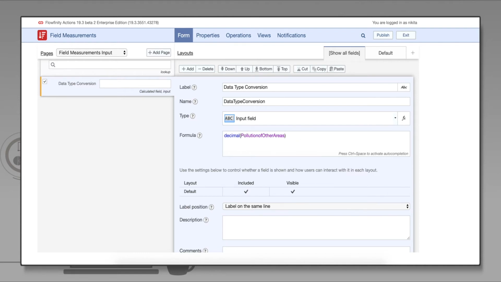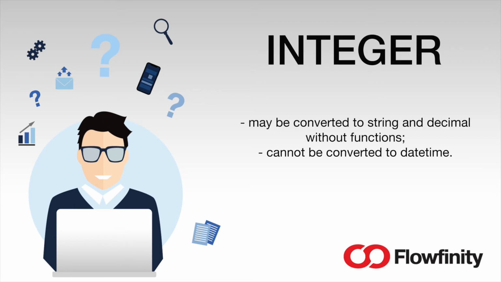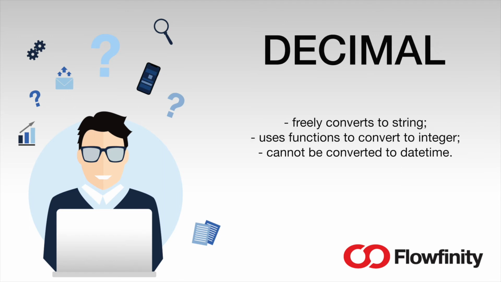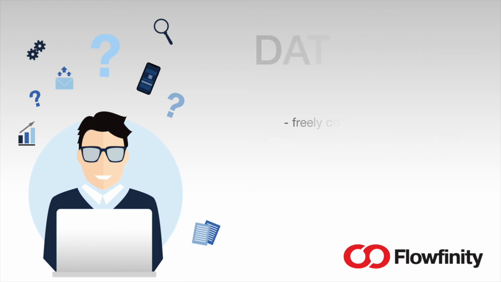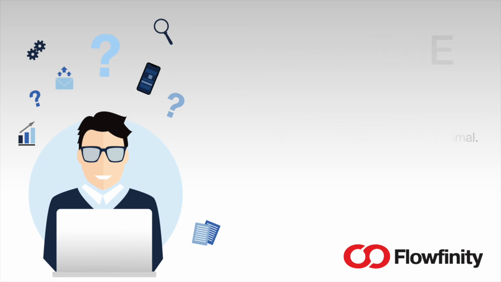Please note that there are certain rules in converting fields from one type to another. String fields may be converted to any field using functions. Integer fields may convert to string and decimal fields without functions, however, cannot be converted to datetime. Decimal fields freely convert to strings using functions to convert to integers. However, they cannot be converted to datetime fields. Datetime fields can be freely converted to string fields without functions, but cannot be converted to integer or decimal fields.